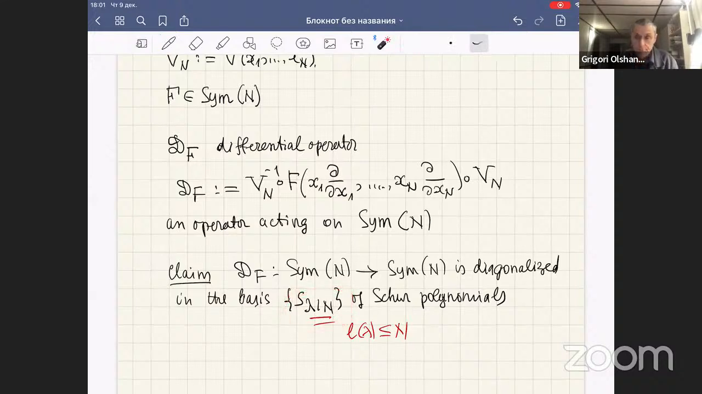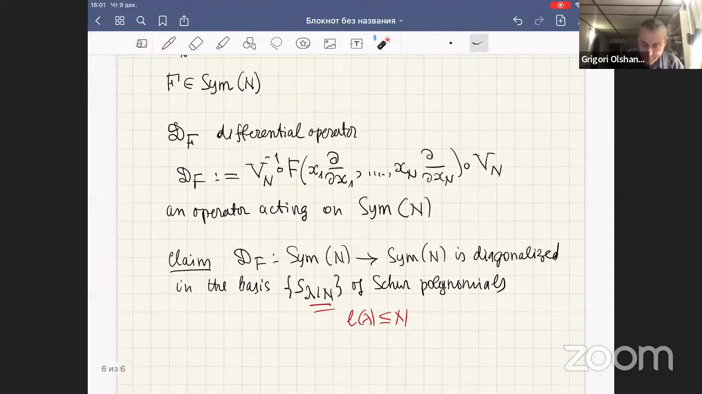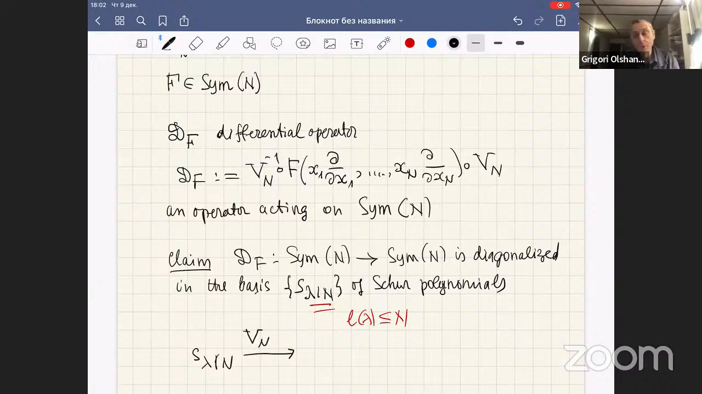And the claim is that our operator acts diagonally in this basis. How to prove it? The proof is easy indeed. We take this Schur polynomial, and first we have to multiply by this operator. And what we get results in this alternate. Only the numerator of a Schur polynomial appears, which is a skew-symmetric polynomial.